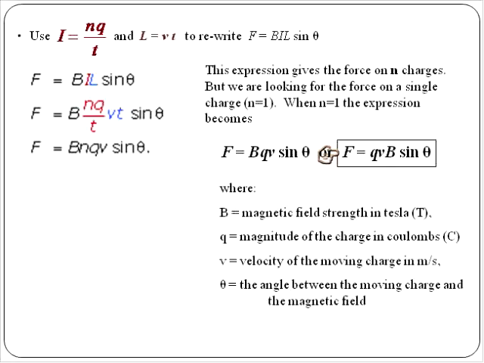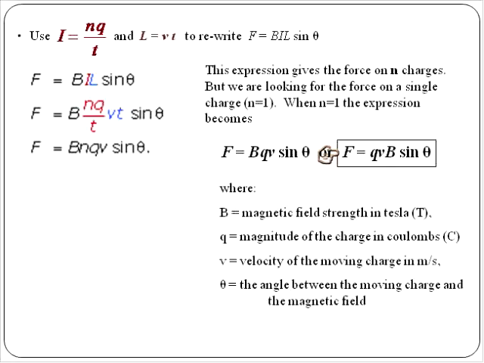Where q is the charge, the magnitude of the charge in coulombs. V is the velocity of the charge in meters per second. B is the magnetic field strength in Tesla. And theta is the angle between the velocity vector of the moving charge and the magnetic field lines. So in other words, if it's perpendicular, we get our maximum force. If it's parallel, we get no force. Simple as that. No force if it's parallel.